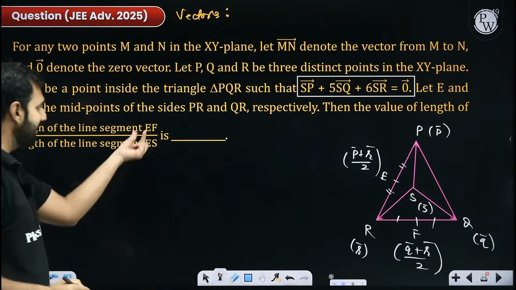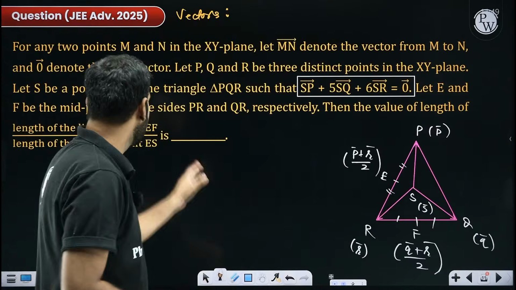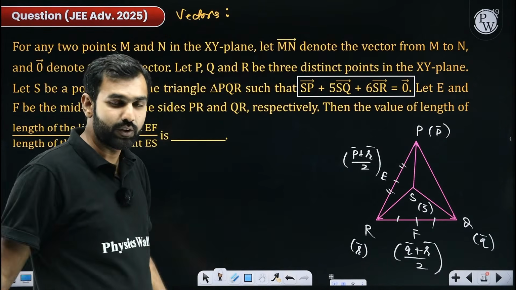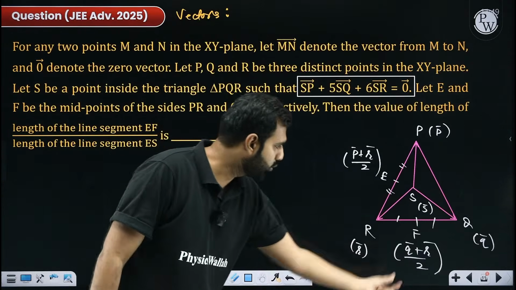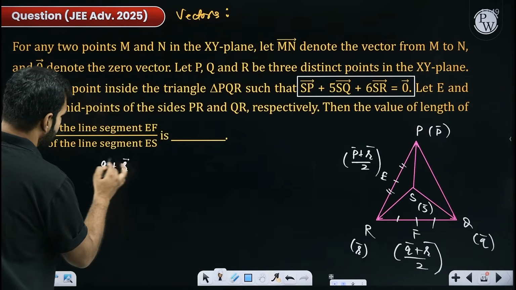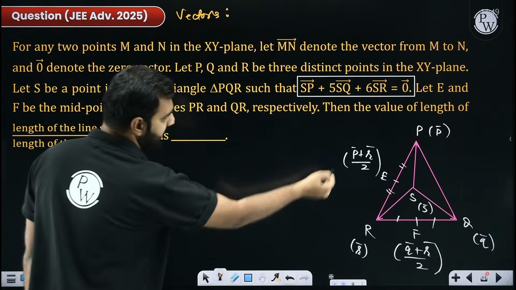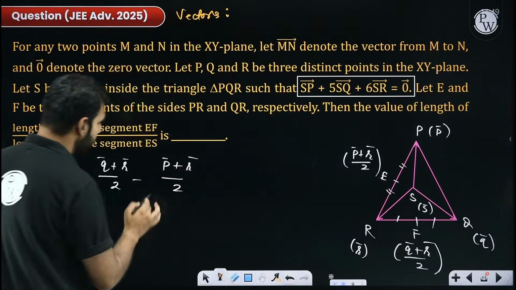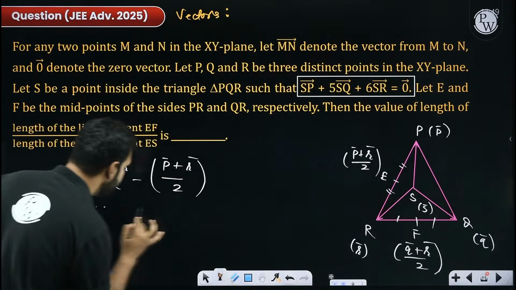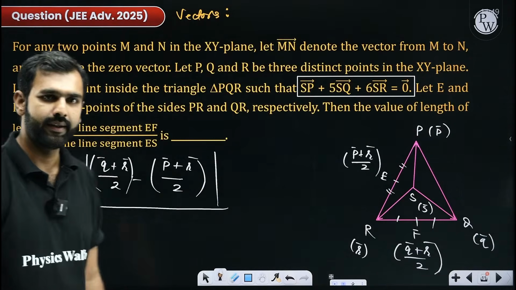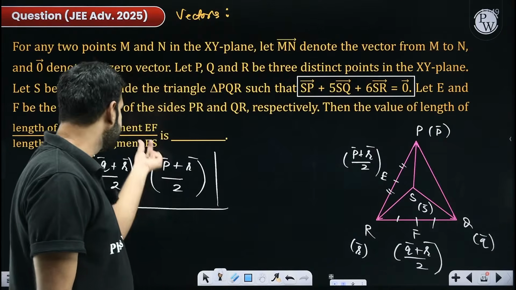Pay attention to this. Can we calculate EF? What is EF? Position vector of F minus position vector of E, and its magnitude will give me the distance. So EF means what? F minus E. So that is Q plus R by 2 minus E, that is P plus R by 2. Everybody got this? This will be the distance. Of course, I'm supposed to put a modulus to find the distance. So this is how we can do it. Everybody understood that?